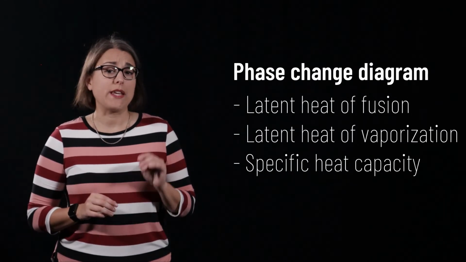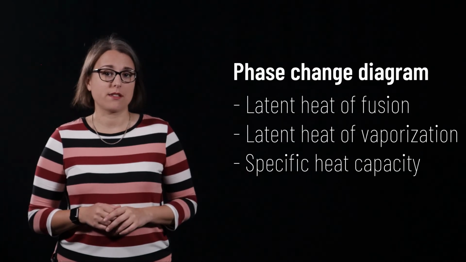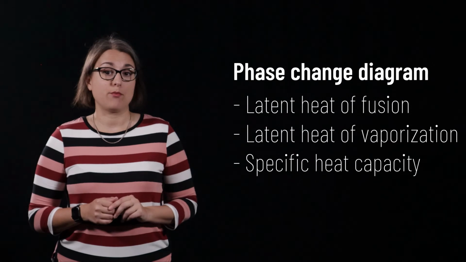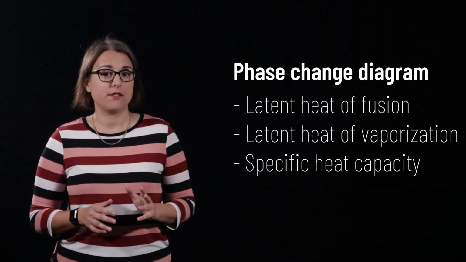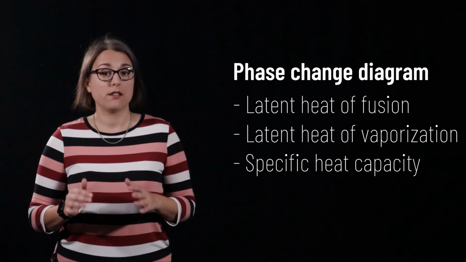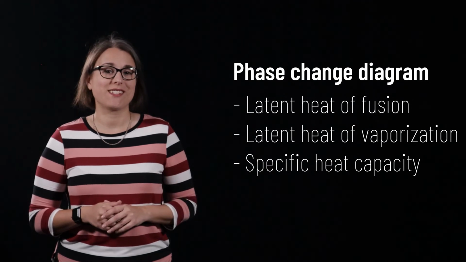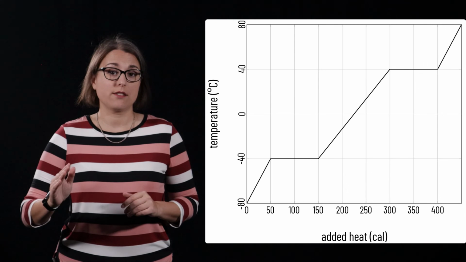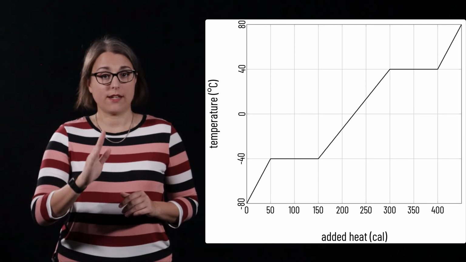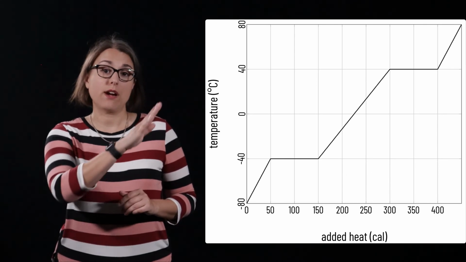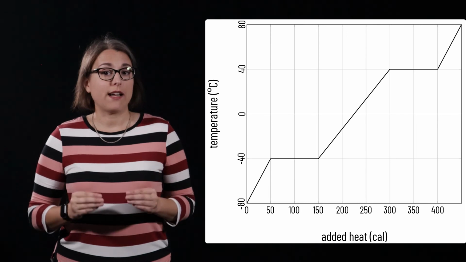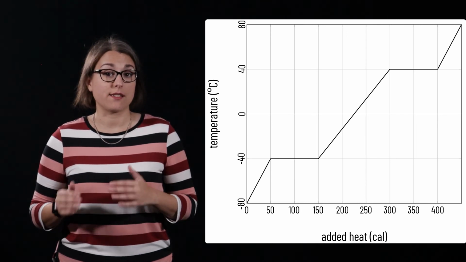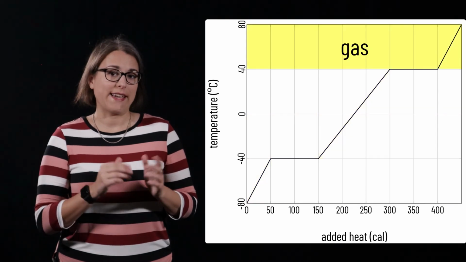From these graphs, we can learn a lot about a substance. We can determine latent heat of fusion, latent heat of vaporization, and specific heat capacity of the solid, liquid, and gaseous forms of the substance. The graph starts in the lower left corner on a rising slope, levels off, rises, levels, and then rises again. Each of the rising slope areas correspond to areas where the substance exists as a solid, liquid, or a gas.